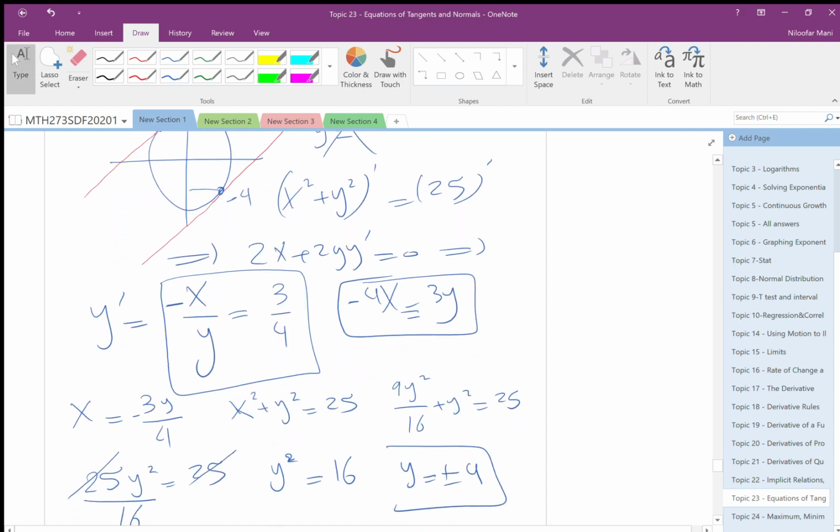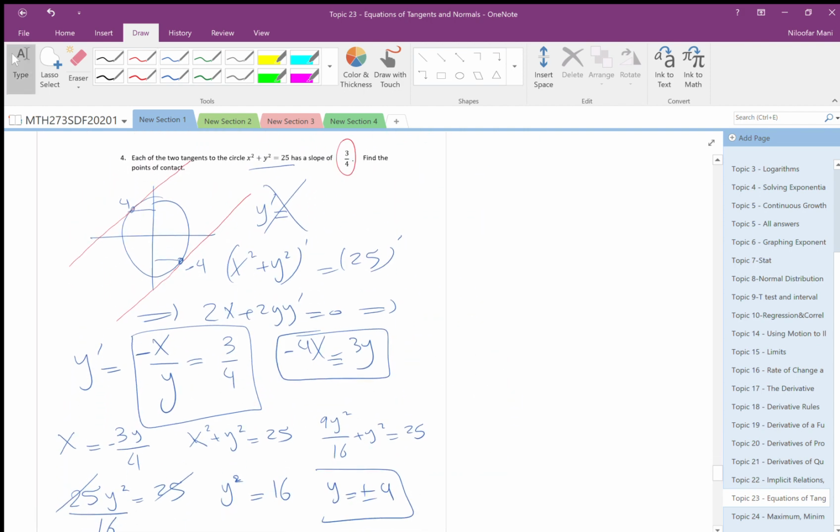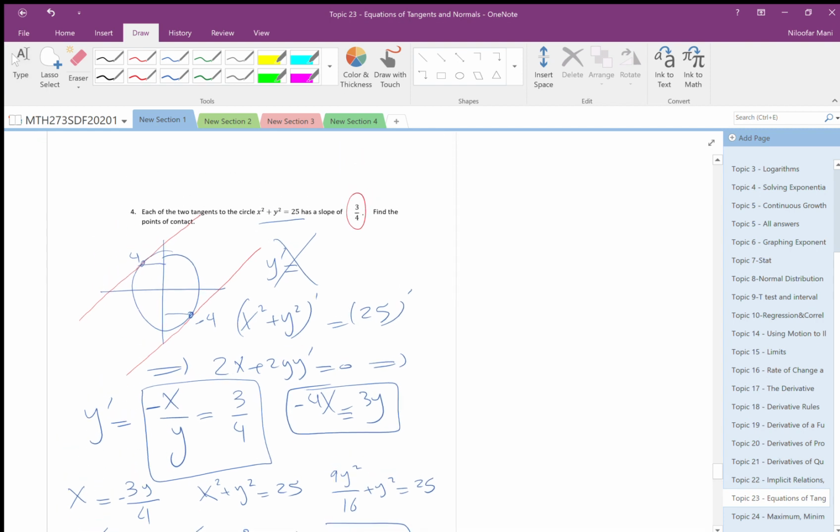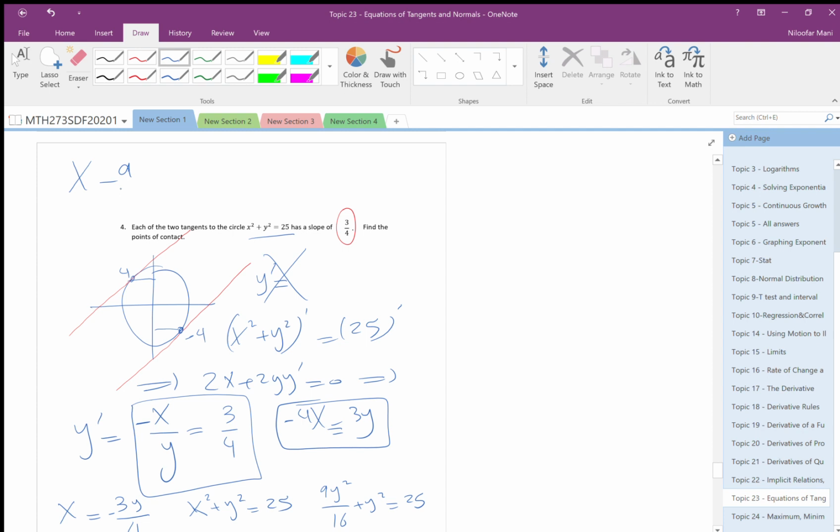Okay, see, it says this circle has two tangent lines which are parallel, which have the same slope as 3 over 4. Okay, first I picture it. I have a circle, the center is 0 and 0. Because if I have a circle x minus a squared plus y minus b squared equal r squared, which is here 5 squared, my center is a and b, but here my center is 0 and 0. And the radius of the circle is 5.